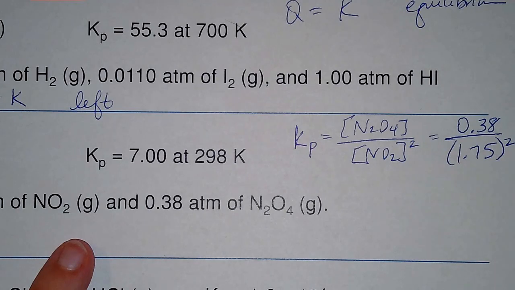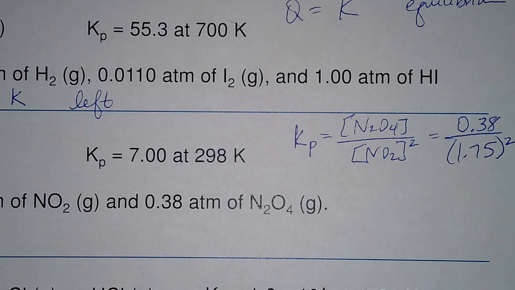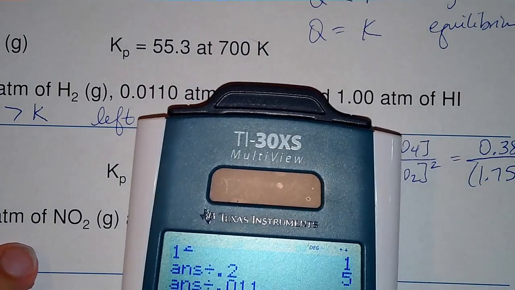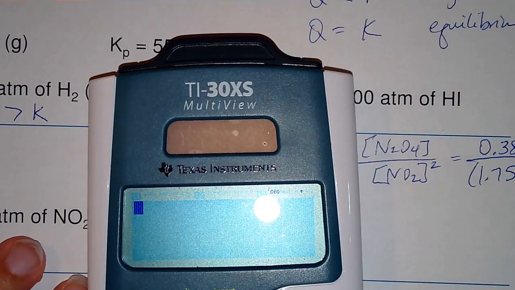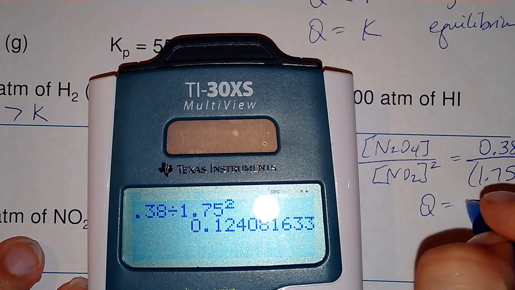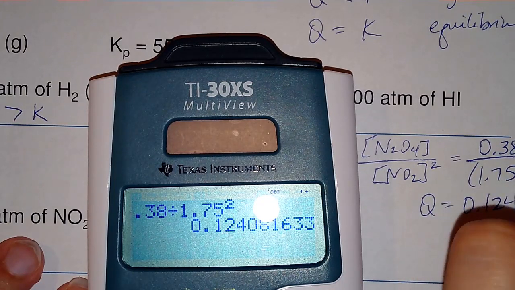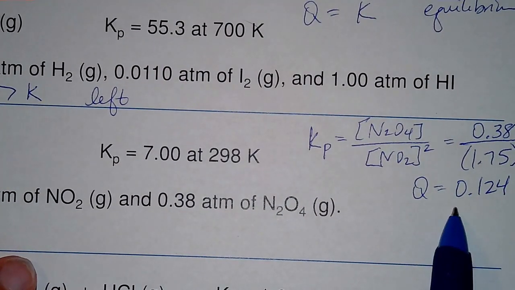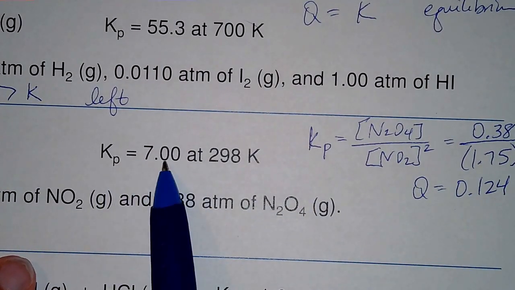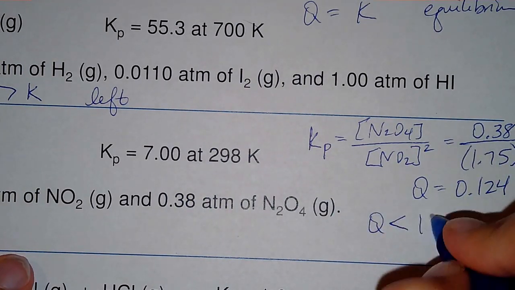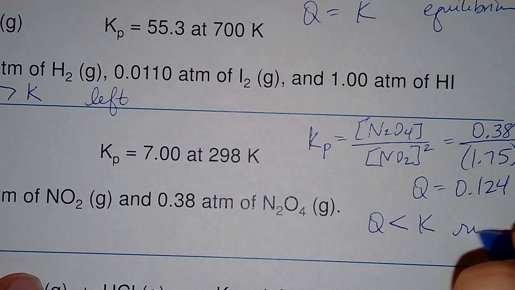So this is going to give us our Q, 0.38 divided by 1.75 squared. Q is 0.124. So let's compare that to K. So if we look over here, Kp is 7. So now Q is much less than K. So this is going to go to the right. We need to make more product. We're not quite at equilibrium yet.